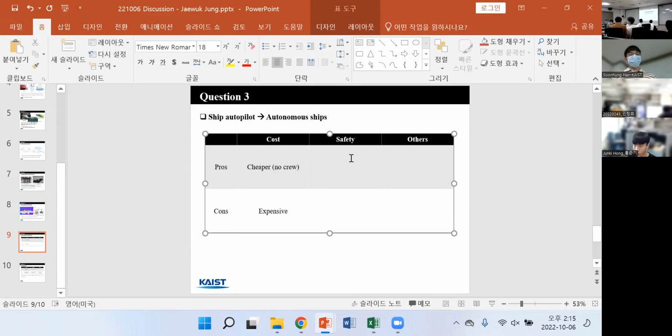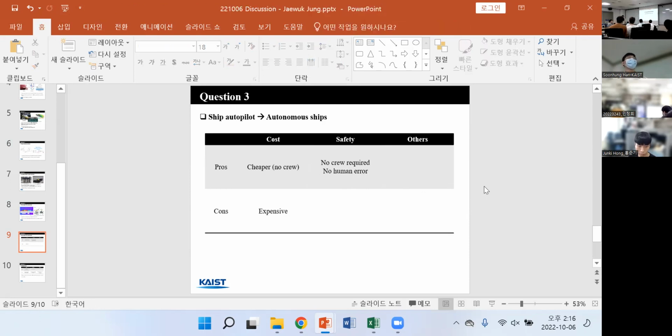For safety, for example for a warship, it is better to have autonomous ships, so you could save lives, because there is no crew inside if there is an explosion, attack, or sink. Okay. And there is no human error in the autonomous ship. Okay, okay. No more opinions?